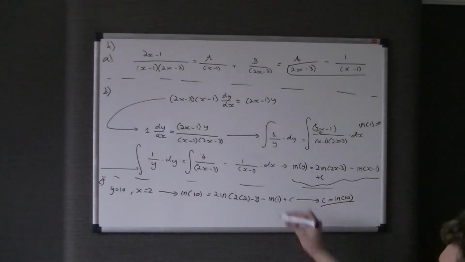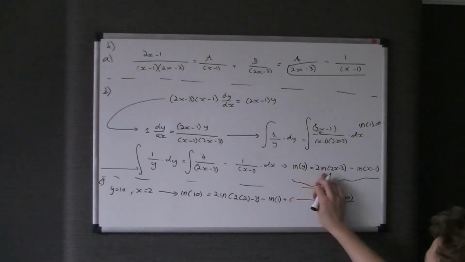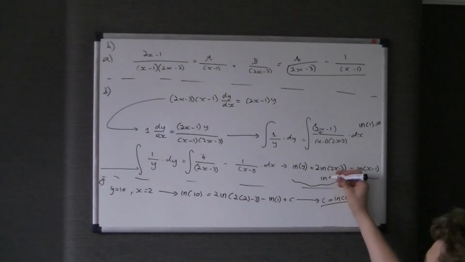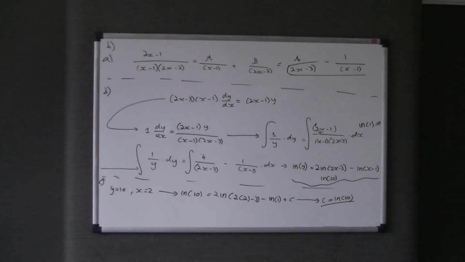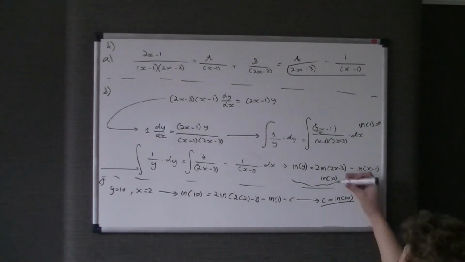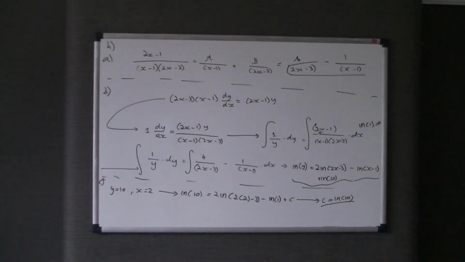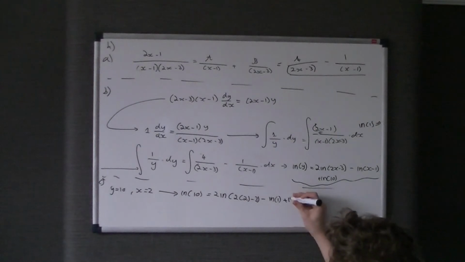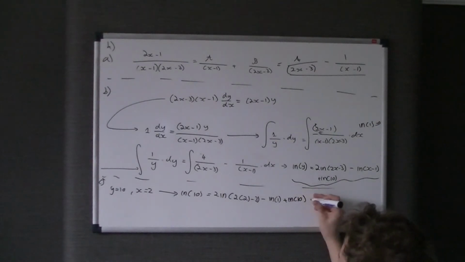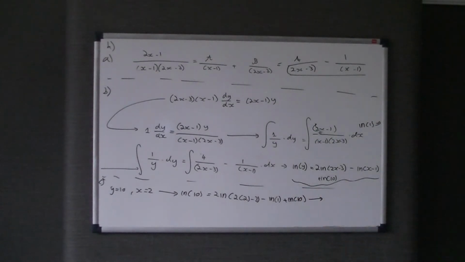So you might want to rewrite this whole equation, I'm just going to rub it out, as ln of y is equal to 2 ln of 2x take 3, take the ln of x take 1, plus the ln of 10. Now where do we go from that? Well, as I was mentioning before, we use our standard log rules. When we take away two logs, we divide them, and when we add a log, we times them.